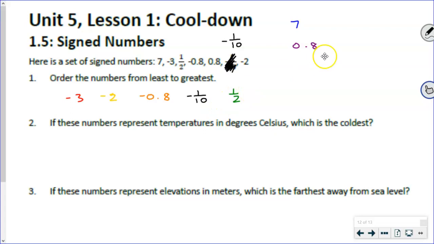1/2 is next. 0.8, which is 0 8/10, is most of a pie. This is only half of a pie. That's why that one's bigger.